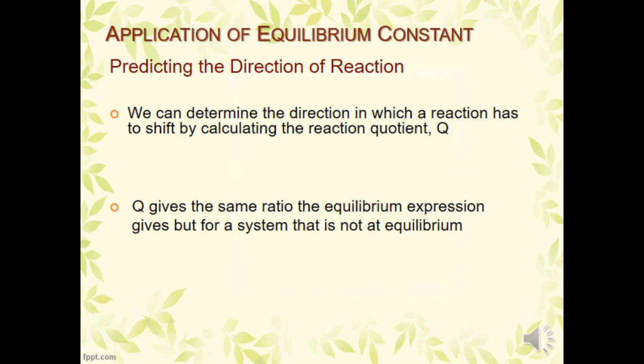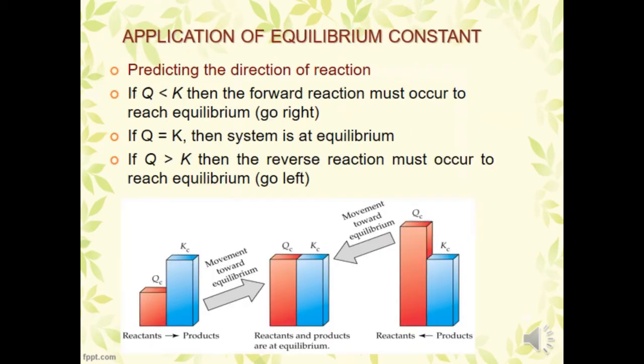So how to do this? If Q is less than K, then the forward reaction must occur in order to reach equilibrium. If the value of Q is the same as K, the system is already at equilibrium. And if the reaction quotient Q is more than K, that means the reverse reaction must occur so that the reaction will reach equilibrium.